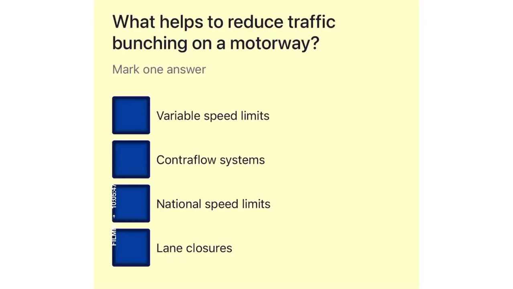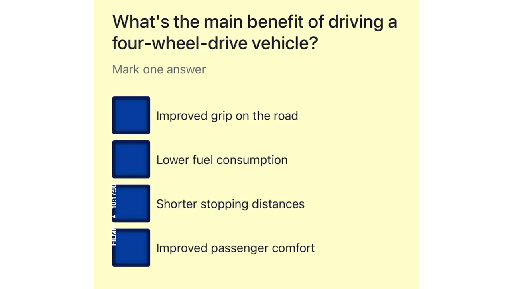What helps to reduce traffic bunching on a motorway? Variable speed limits, contraflow systems, national speed limits, lane closures. What's the main benefit of driving a four-wheel drive vehicle? Improved grip on the road, lower fuel consumption, shorter stopping distances, improved passenger comfort.